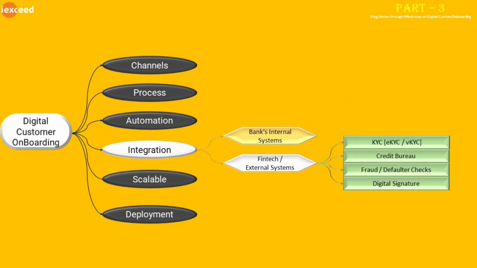Integration with fintech and external systems is also critical, especially integrating with systems like electronic KYC or video KYC for ensuring that the regulatory compliances are taken care of. Credit bureaus to fetch credit history of customers before taking a decision, or a fraud or defaulters check to ensure the identified defaulters are not considered in the process, as well as integration with systems like digital signatures to embed e-sign or digital sign for the compliance records.